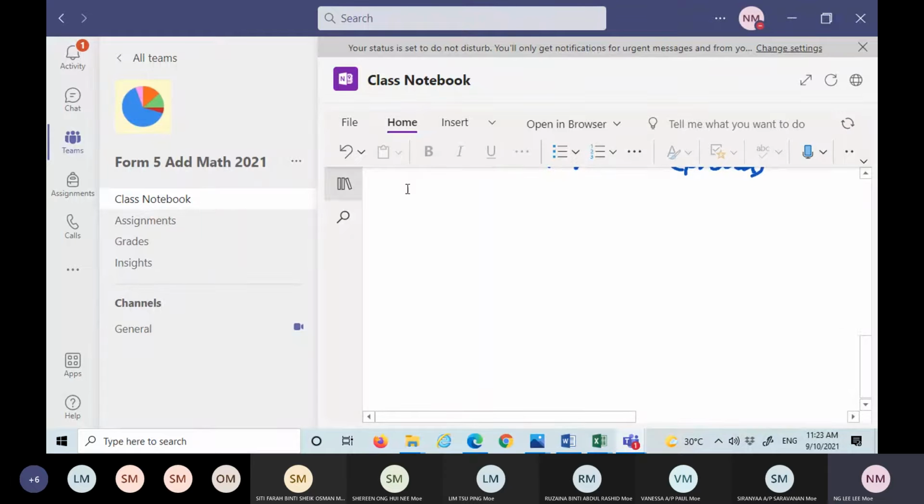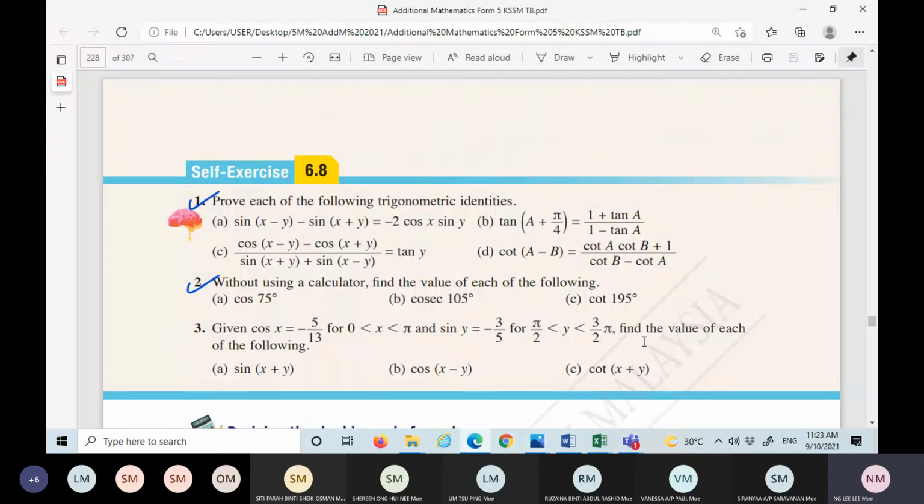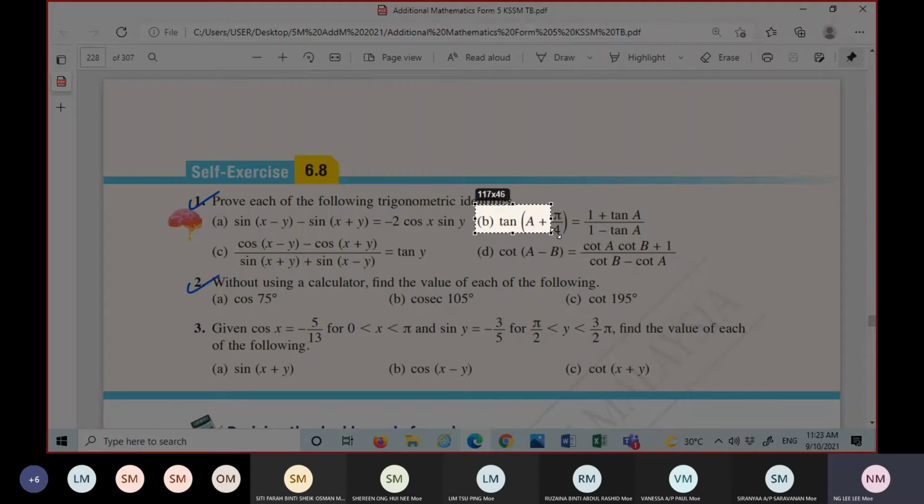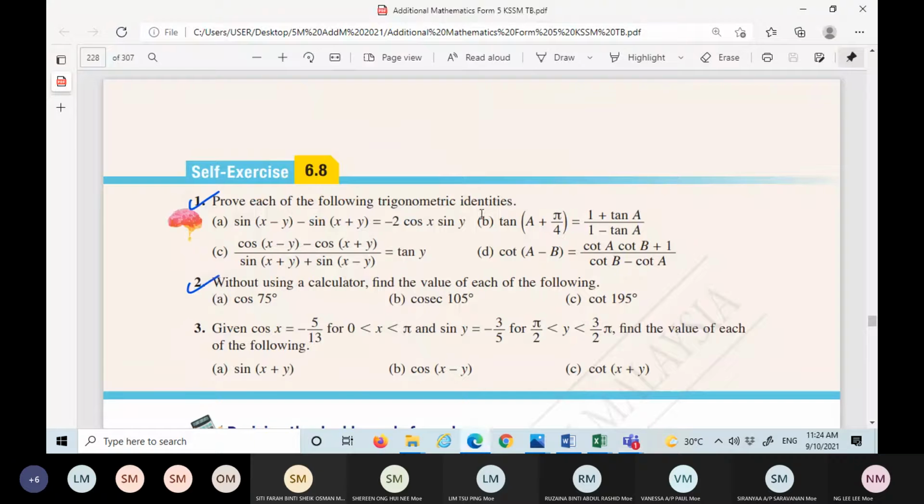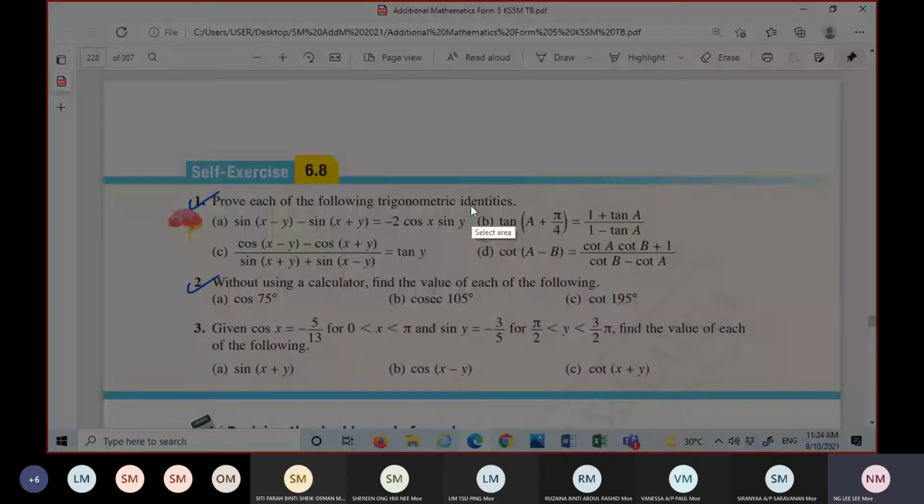Okay, next we go to 1B. Okay, I take the question first. Okay, this is 1B. Cannot paste. One more time. Cannot paste, then I write lah.